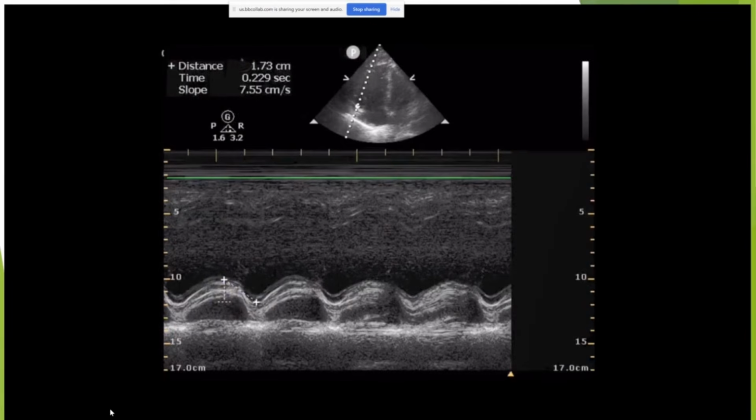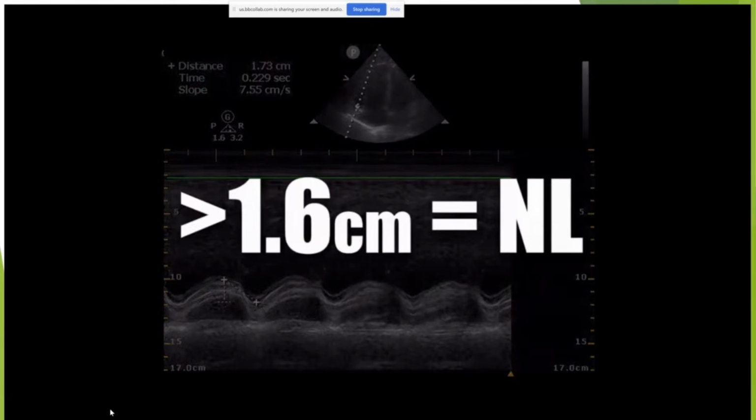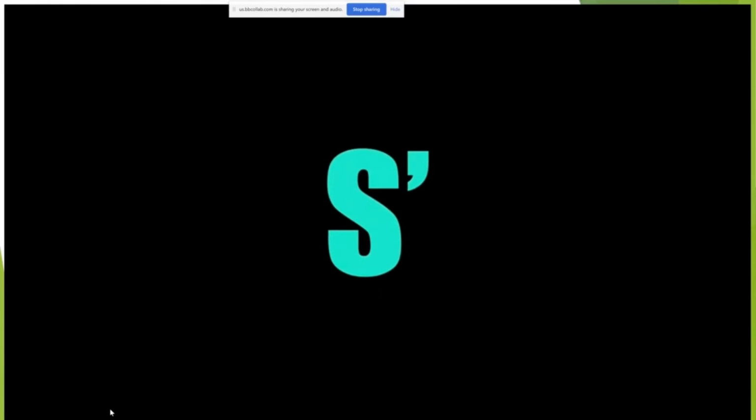This patient had a TAPSE of 1.73, which is just above what we consider normal. If it's less than 1.6, that is diminished. If it's greater than 1.6, it's considered normal. I like binary things. I like when things are just black and white, yes or no.